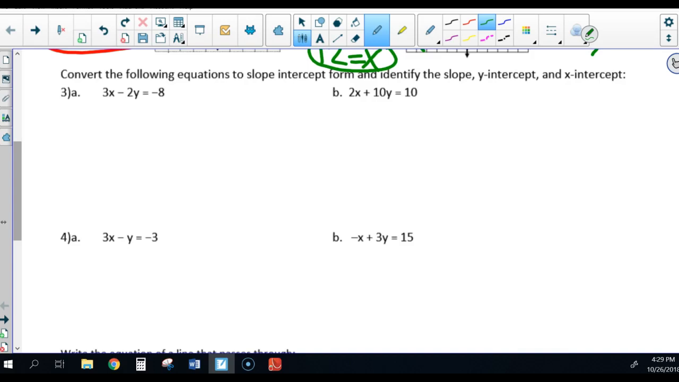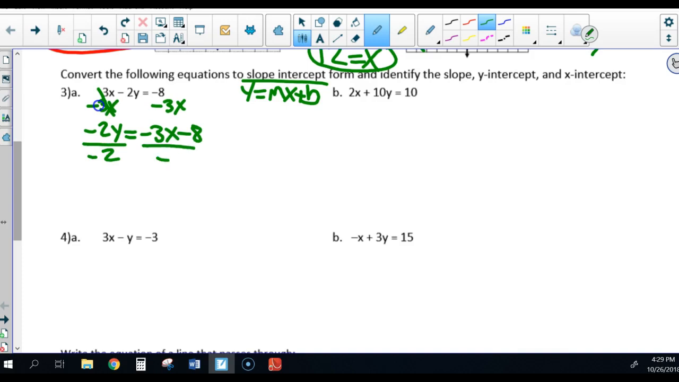Slope-intercept form and identify the slope, y-intercept, and x-intercept. First, we have to put this in slope-intercept form, which is y equals mx plus b. If we can solve for y, that's what we're trying to do. So isolate the y, get it all by itself. First remove the 3x by subtracting it. Negative 2y equals negative 3x minus 8. Divide by negative 2, and you get y equals positive 3 over 2 x plus 4, because negative divided by negative is always positive.